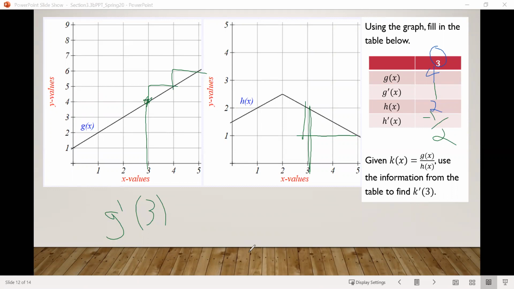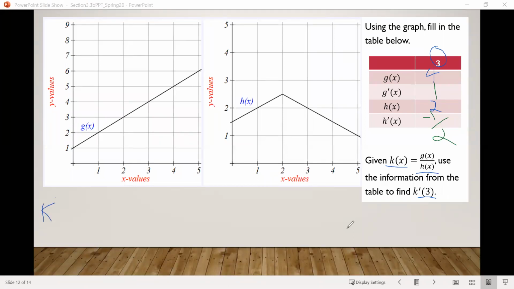So now that we have all that information filled out there, we are told that the function k of x is given by the quotient of these two, g of x divided by h of x, and they want us to use that information to find k prime of 3. Well, to do that, let's first find k prime.